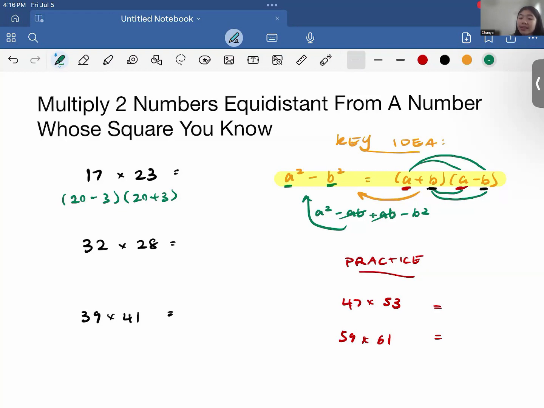So you've been asked to create that a and b in order to find the difference of squares, right? So of course we know that 20 is our a, 3 is our b. So this is equal to 20 squared minus 3 squared. Well, we know these squares, right? So 20 squared is 400.